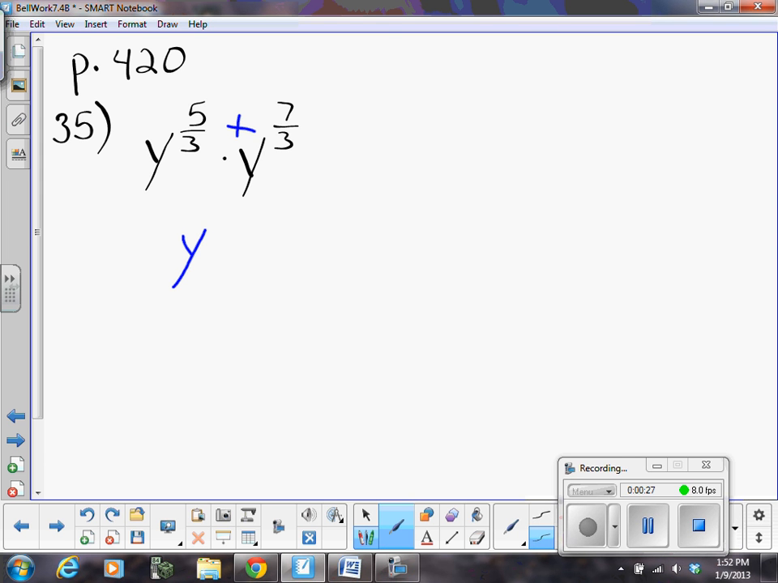12 over 3, 5 over 3, 4 over 3. So you add the top numbers together. The denominator stays 3, right? Okay, now tell me this. Y to the 12th over 3 reduces down to 4. So you would have y to the 4th power.